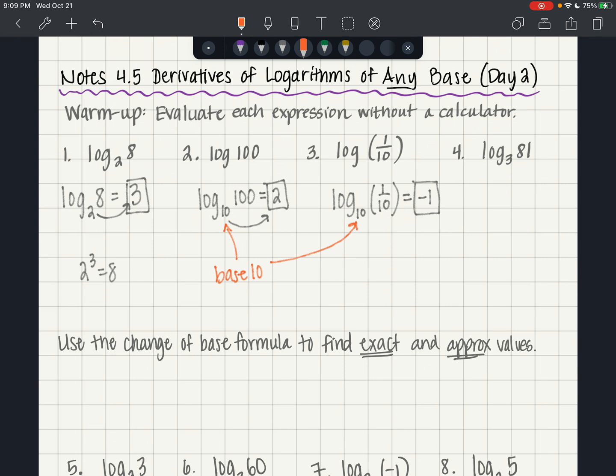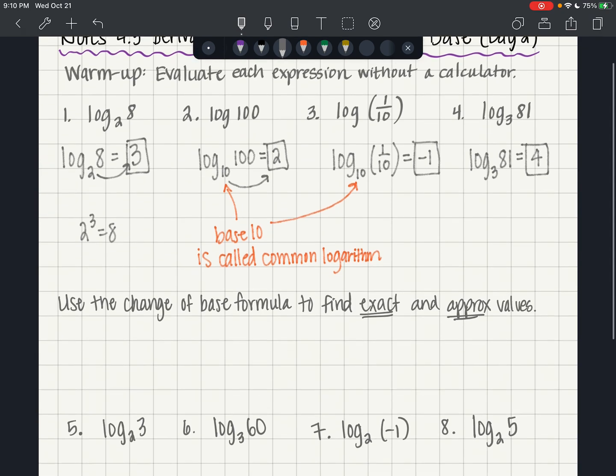Now when you have base 10, that's called the common logarithm. Base e is the natural logarithm. Base 10 is called the common logarithm. You may or may not recall that from a previous course. Teachers don't always call it the common logarithm, but it is the common logarithm. Log base 3 of 81 is equal to what number? Indeed, it is 4. So it's a little quick review of evaluating a logarithmic expression without the use of a calculator.